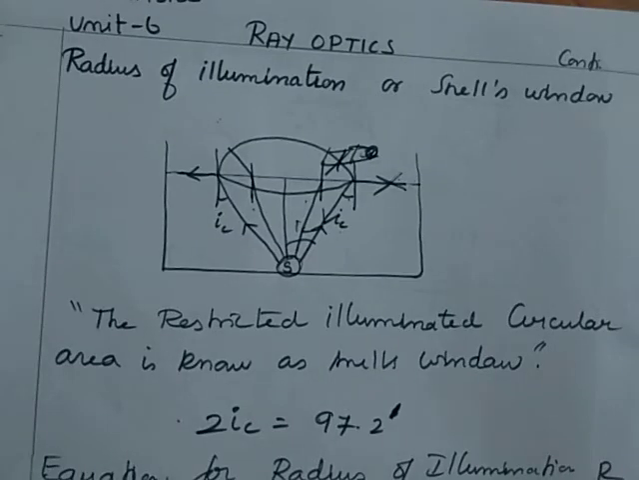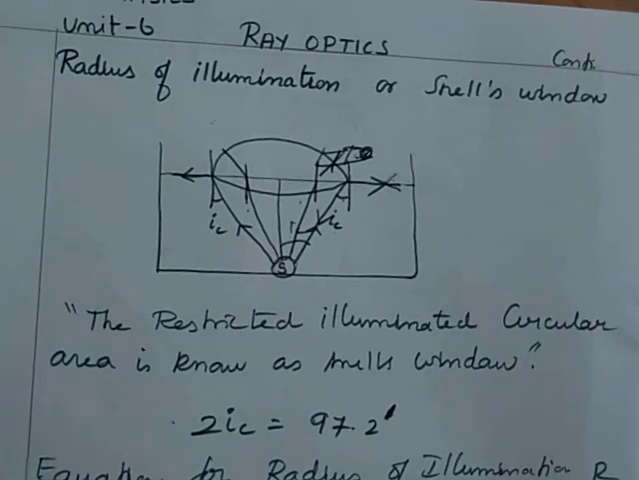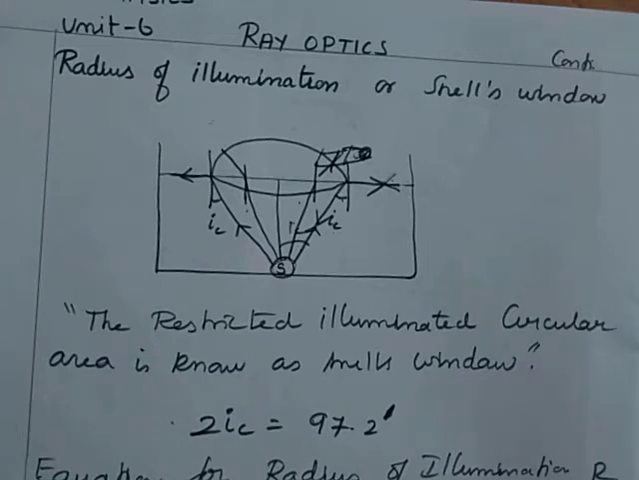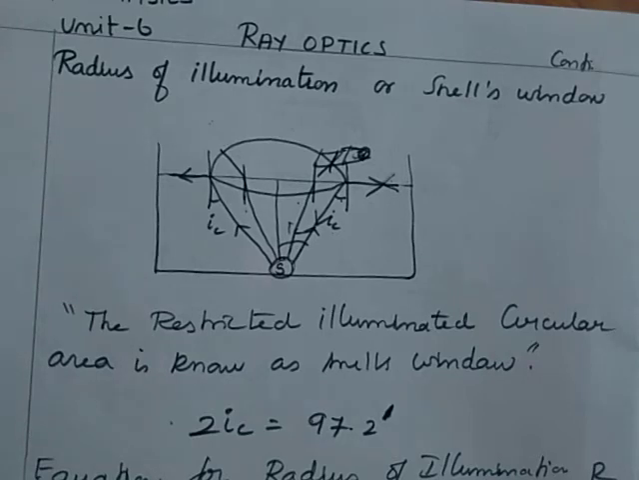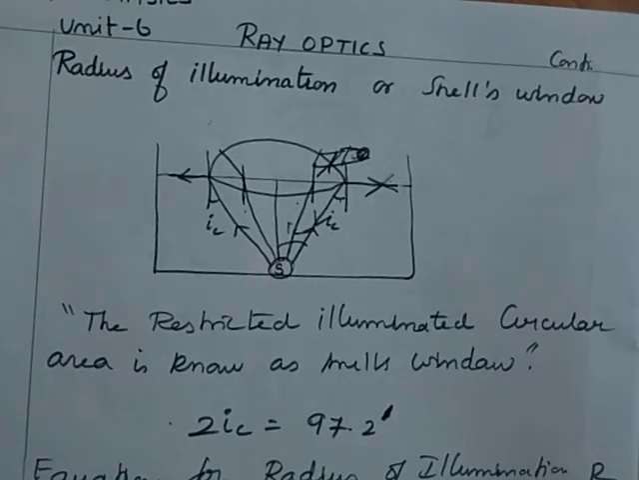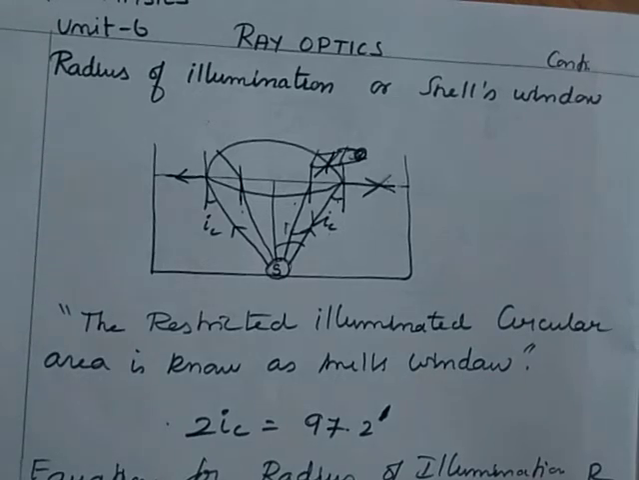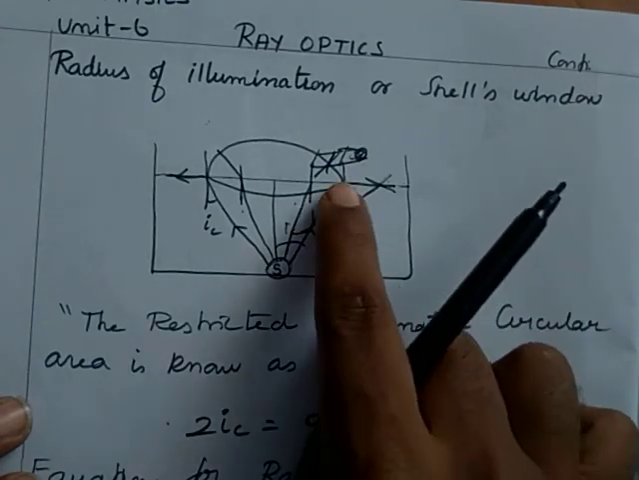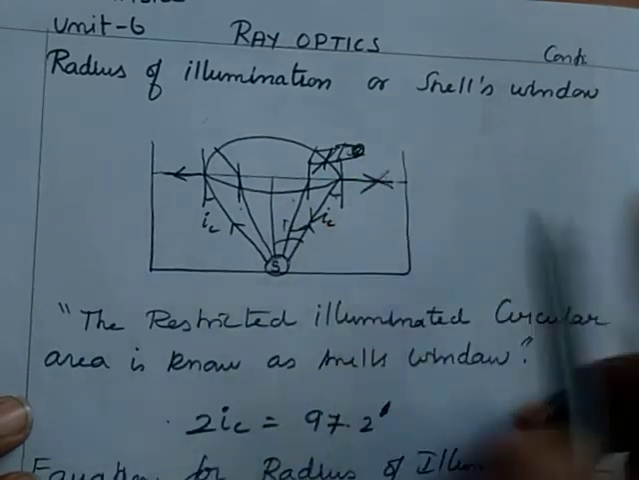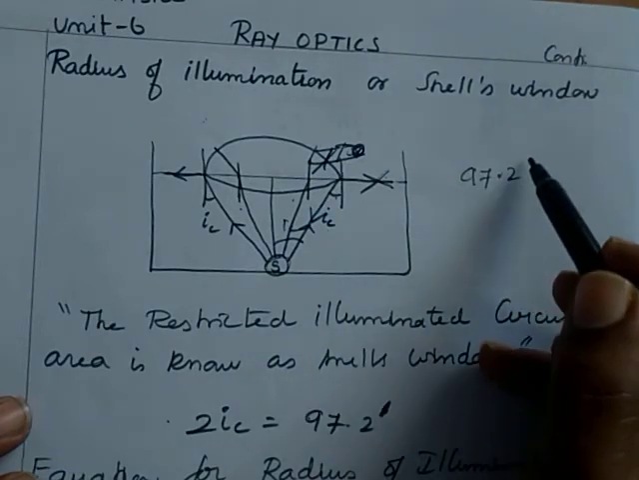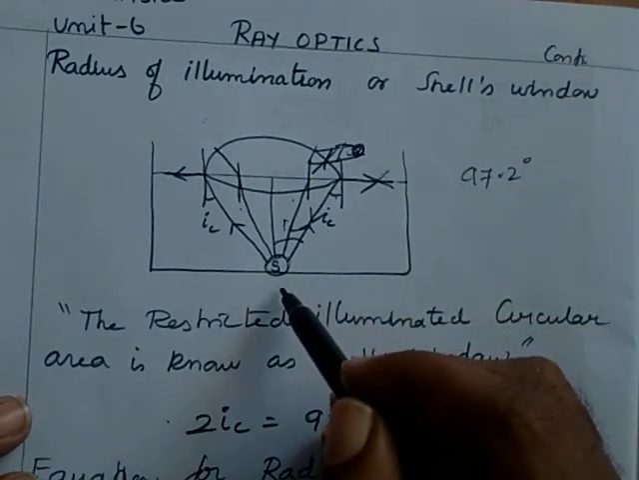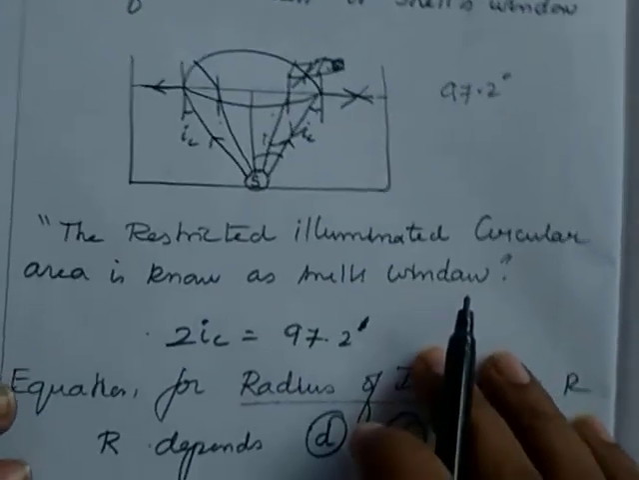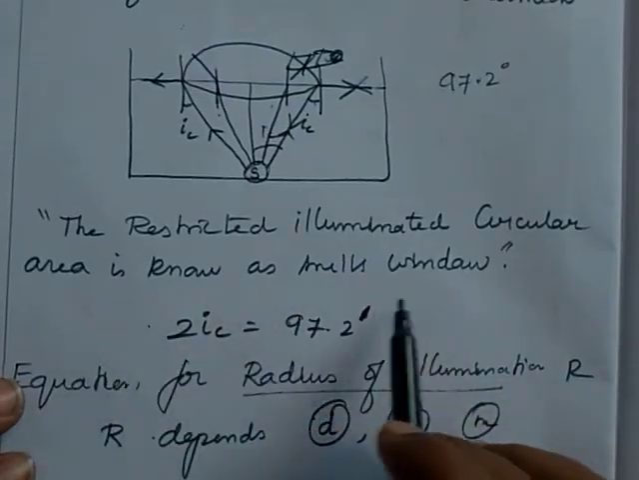Let me see a short recap of this. Radius of illumination or Snell's window is a phenomenon by which the viewer can see the surface of the water, inside the water, at a particular angle, that is 96 or 97 degrees. The light coming from the water will be visible only to the particular angle, that is 97.2 degrees. That is for a water animal or a person inside the water. The phenomenon of restricted illuminated circular area is known as Snell's window.